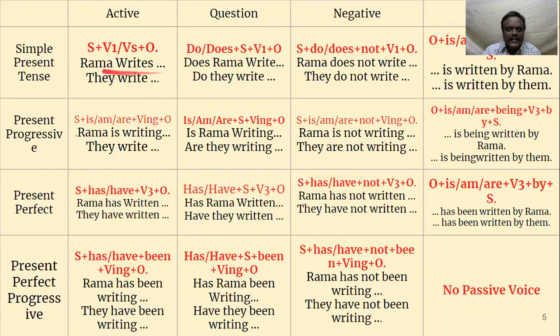Rama writes, maybe a letter. Rama writes a letter. See, Rama is singular. Whenever there is a singular, we have to use a singular verb. That is, verb S form we have to use. If it is plural, we have to use V1. See, they is plural. So we say they write a letter.